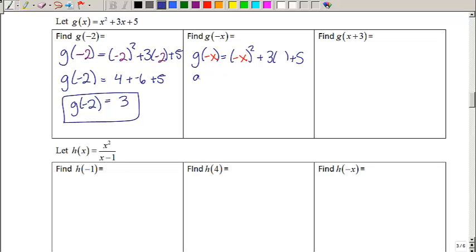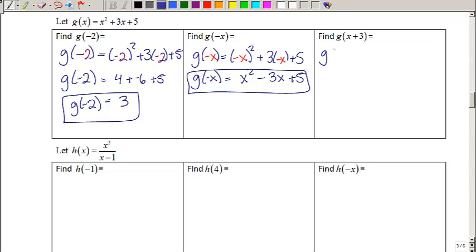When I simplify this expression, negative x squared means negative x times itself, negative x, or positive x squared. Oops, I forgot one. 3 times negative x is negative 3x plus 5. So therefore, g of negative x equals x squared minus 3x plus 5.